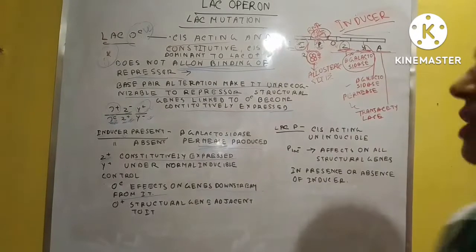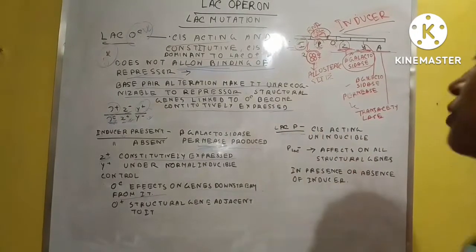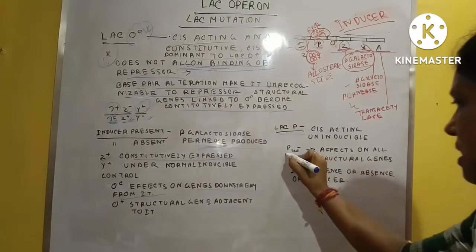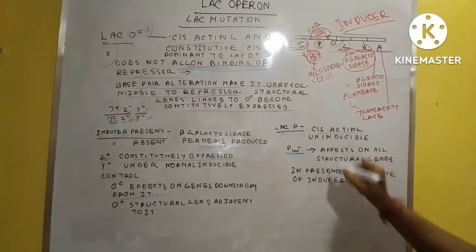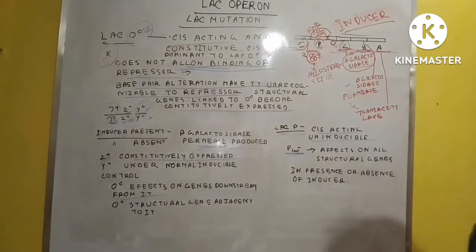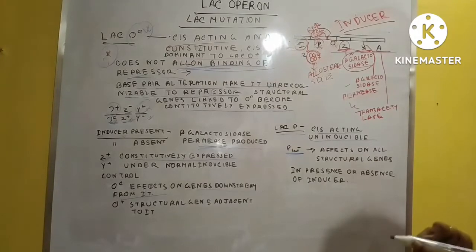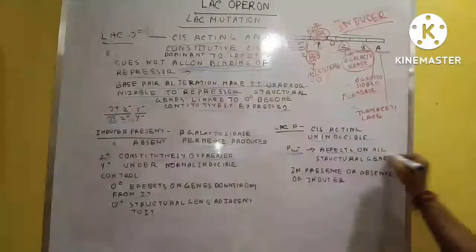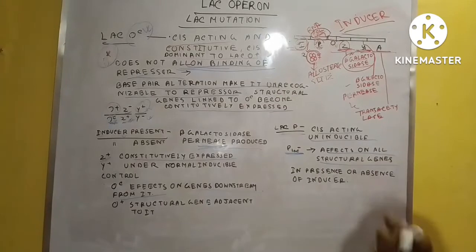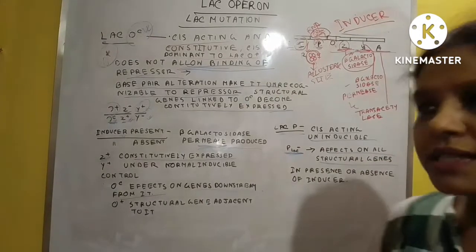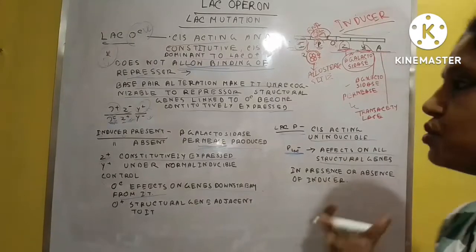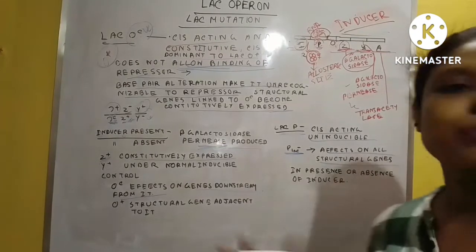Another last mutation is the Lac P promoter mutation, and we write this as P Lac minus. Obviously this is cis-acting and uninducible. This affects all the structural genes. Obviously, if P is mutated, the RNA polymerase cannot bind the promoter site. So transcription of the structural genes is not possible.